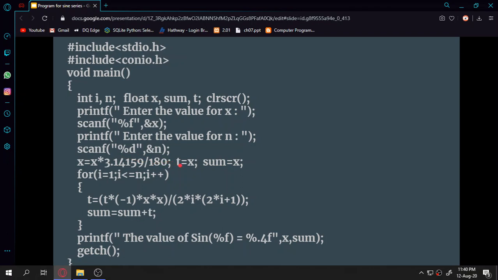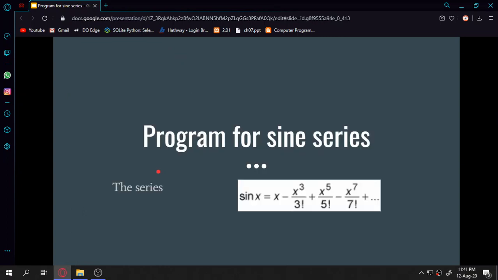And then initially I told you in the sine series, the first term is x. So t is equal to x, and sum is also equal to x. So we have assumed the first term as x. Okay, so now what we have to do is the repeated term. So what is the repeated term? We have to find out the repeated terms.